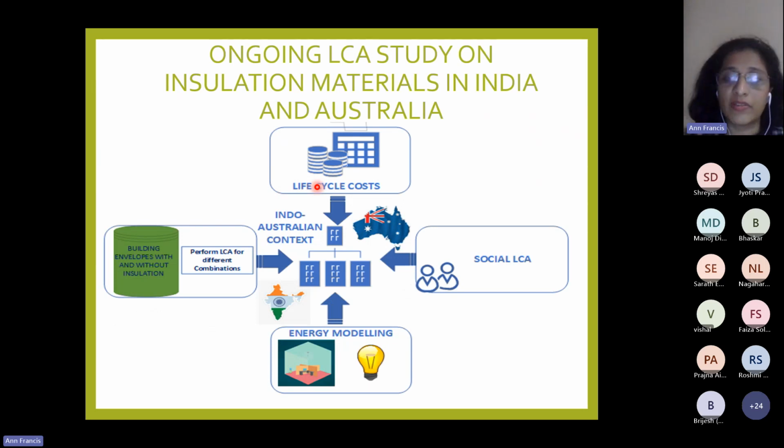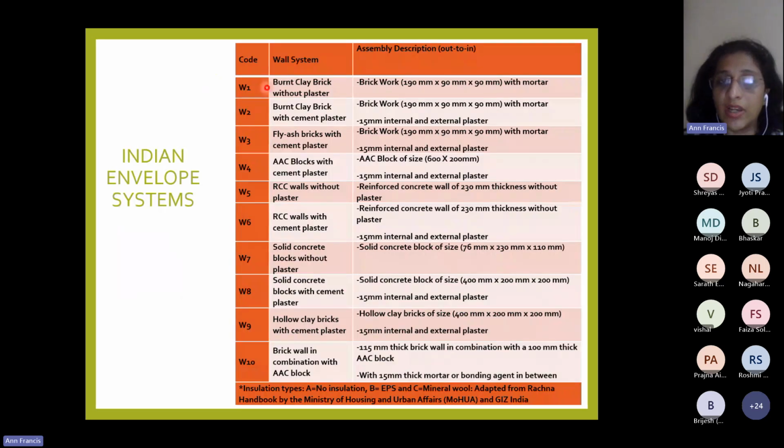Now, this is an interesting study which I would take 1 more minute to discuss, which we have been doing on building envelope materials, not just insulation materials, but building envelope materials used in India and Australia. This is an ongoing study, and some part of it is under publication. Here we were talking about Indian envelope systems primarily. We mostly use conventional brick, AAC blocks, solid concrete blocks, and hollow clay bricks. This is what is recommended by the Ministry of Housing for the affordable housing segment.